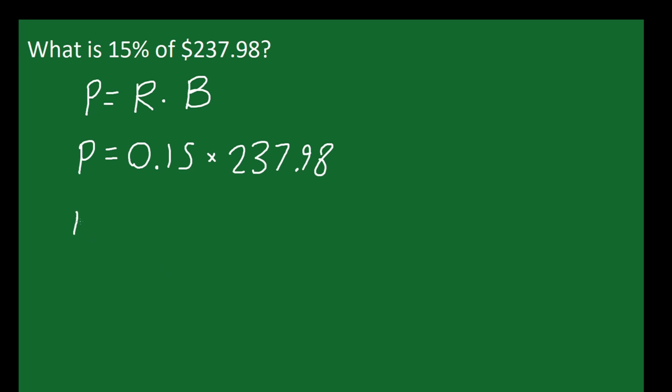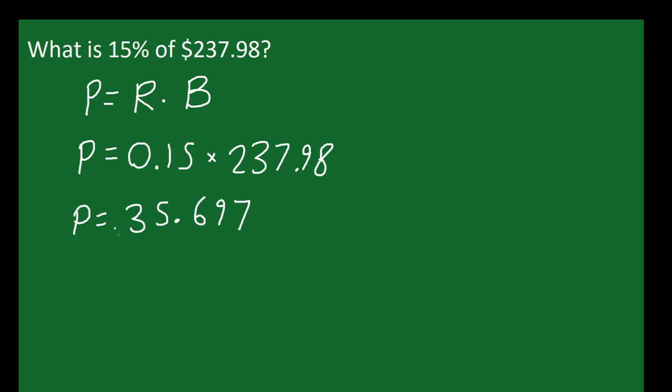If you do this math, you'll get portion equals 35.697. So 35.697 is 15% of 237.98. Now, if you look at the original question, this is actually a money question, right? The value is given to you here in dollars. So we should write our final answer in dollars as well.